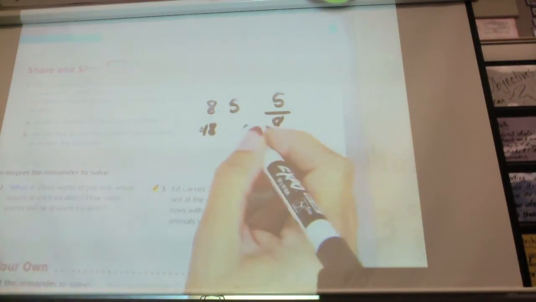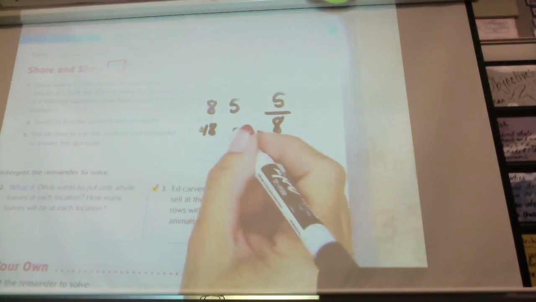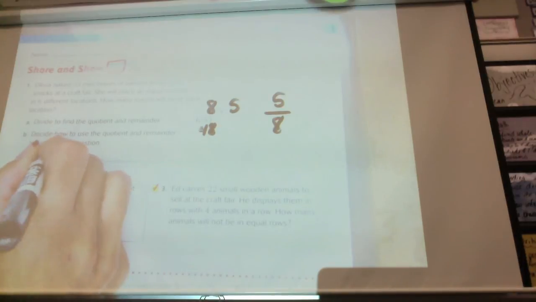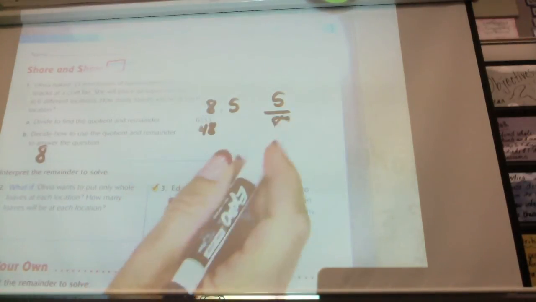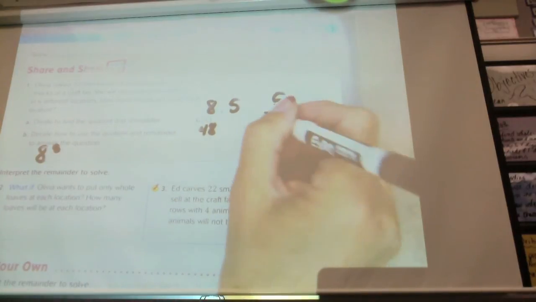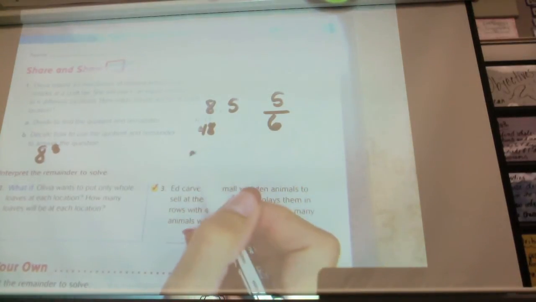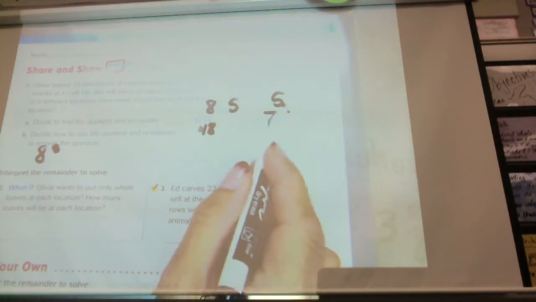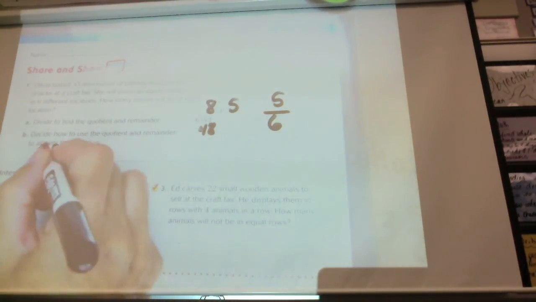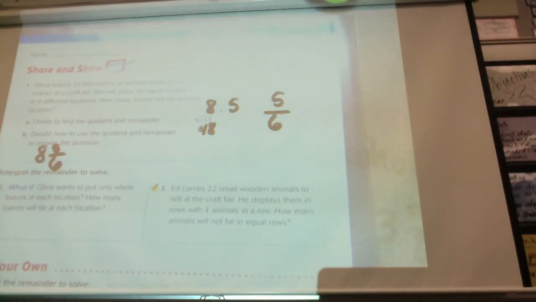So, each table will have how many loaves? 8 whole loaves and 6. I said 8. It's 6. Sorry. I'm not seeing very well. Okay. I'm sorry. 5/6 is the remainder. So 8 loaves and 5/6 of a loaf. Sorry if I confused you.